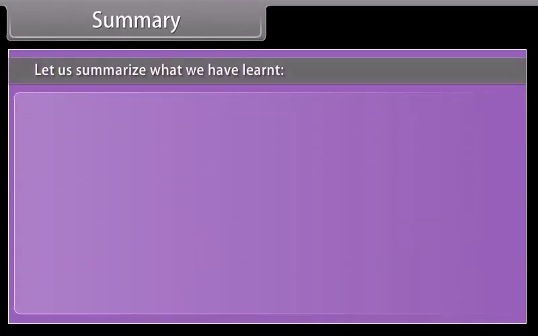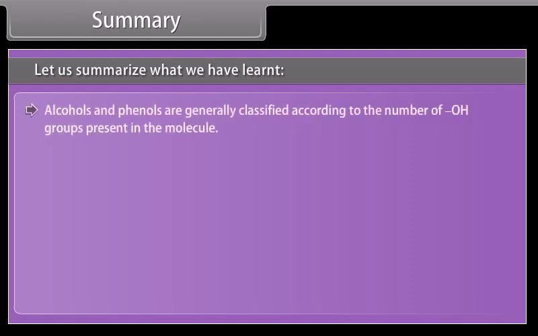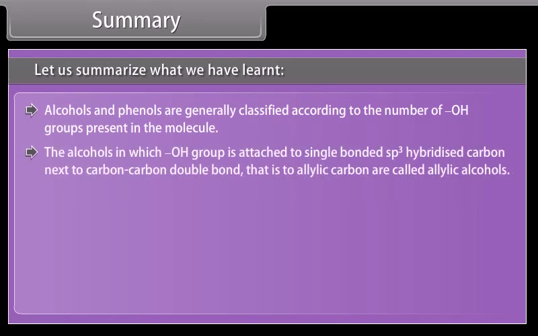Summary. Let us summarize what we have learned. Alcohols and phenols are generally classified according to the number of hydroxyl groups present in the molecule. The alcohols in which hydroxyl group is attached to a single bonded sp3 hybridized carbon next to a carbon-carbon double bond, that is, to an allylic carbon, are called allylic alcohols.